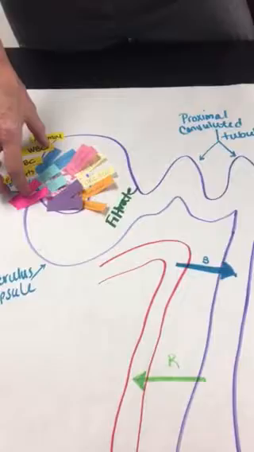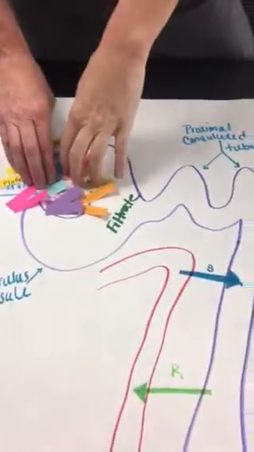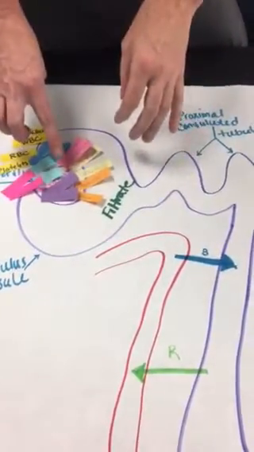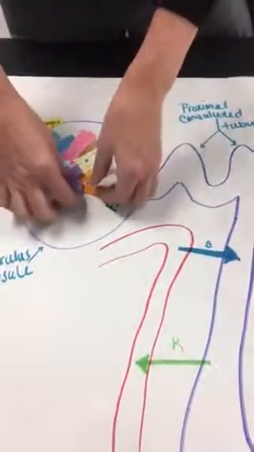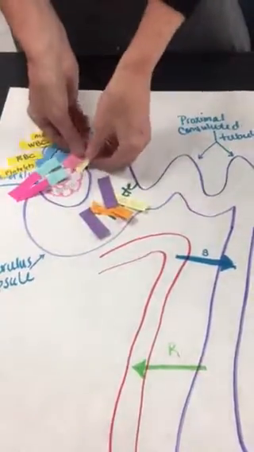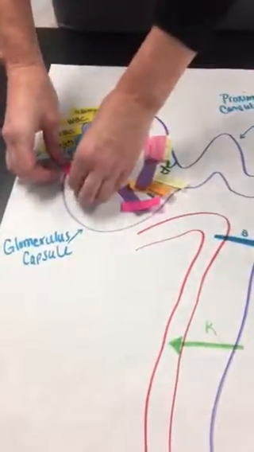So what's going to happen is the first process of forming urine is filtration. Substances that can be filtered, which includes the water and most of these dissolved solutes, move into the tubules. So all of this stuff is able to move into the glomerular capsule out of the blood.